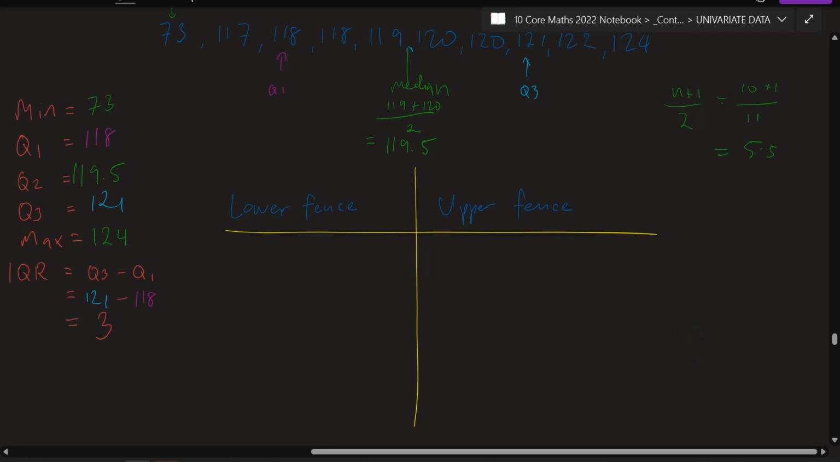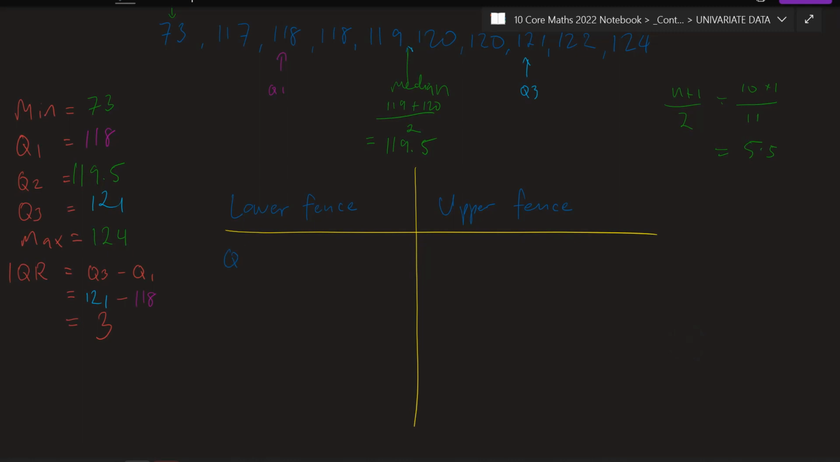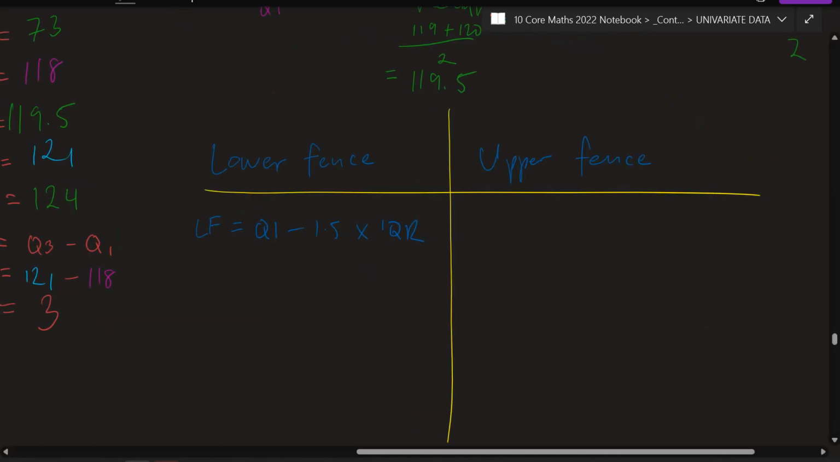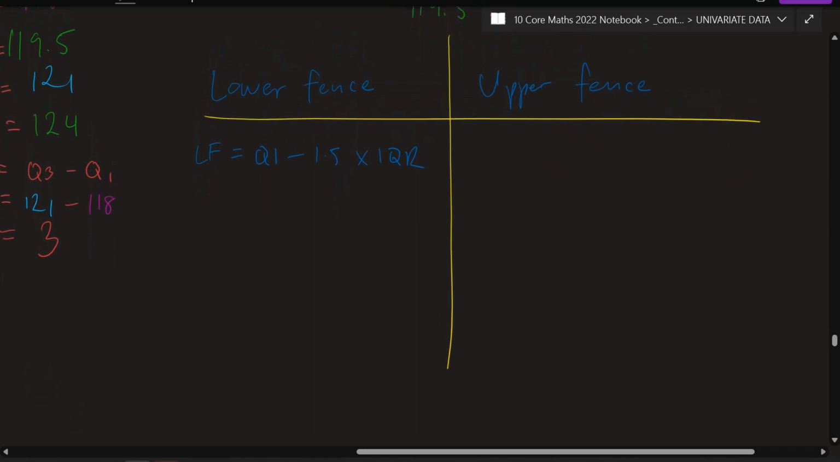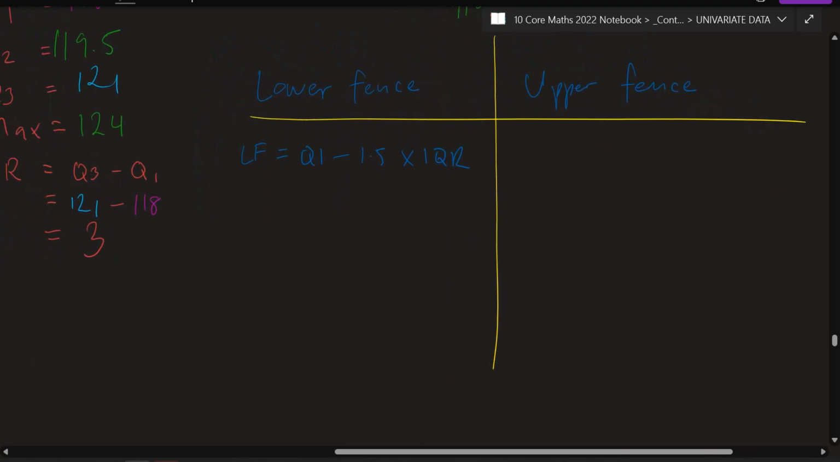Remember, the lower fence formula is, actually, let's do LF: Q1 take away 1.5 times IQR. Remember that formula for the lower fence. This is what we learned in the previous session. The fences will tell you where the limit is. So here is your lower fence formula: Q1 minus 1.5 times IQR.